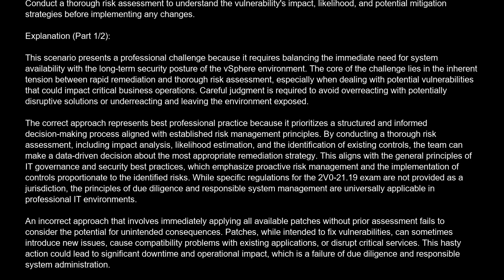The correct approach represents best professional practice because it prioritizes a structured and informed decision-making process aligned with established risk management principles. By conducting a thorough risk assessment, including impact analysis, likelihood estimation, and the identification of existing controls, the team can make a data-driven decision about the most appropriate remediation strategy. This aligns with the general principles of IT governance and security best practices, which emphasize proactive risk management and the implementation of controls proportionate to the identified risks.